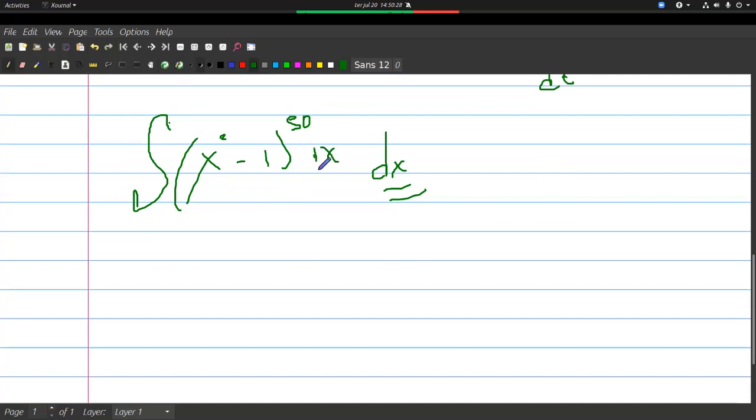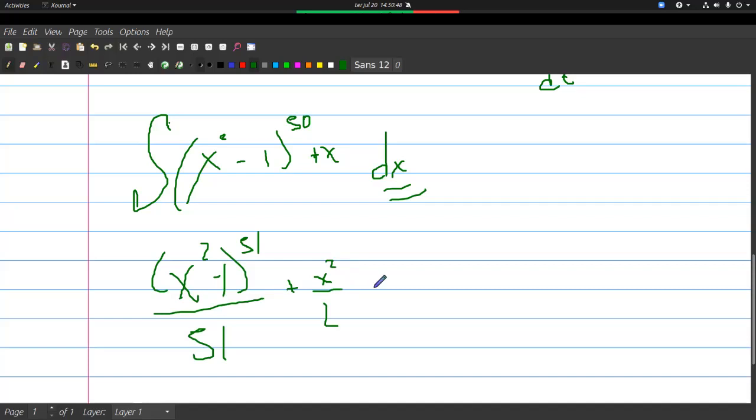If this was a sum, it would be easy because we would do it separately. So it would be x squared minus 1 to the 51 over 51 plus x squared over 2. Okay, pretty easy. Or if the x didn't exist, it also would be pretty easy, but it is a multiplication.